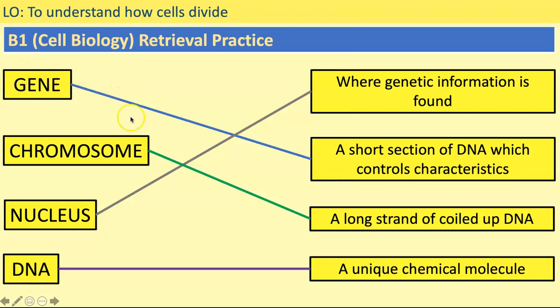So we've got a gene is a short section of DNA which controls characteristics. We've got a chromosome is a long strand of coiled up DNA. The nucleus is where the genetic information is found. And the DNA is a unique chemical molecule.